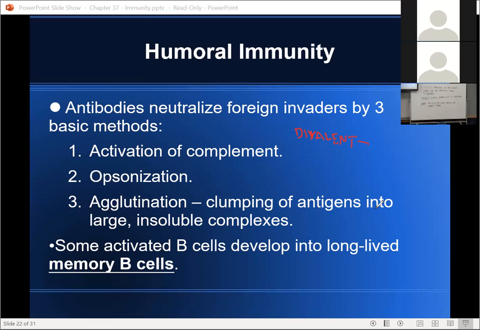These large complexes are then eliminated from the liver. So they're going to travel through the bloodstream. Once they get to the liver, they're going to be eliminated from the liver. So that's another way that antibodies eliminate foreign invaders.